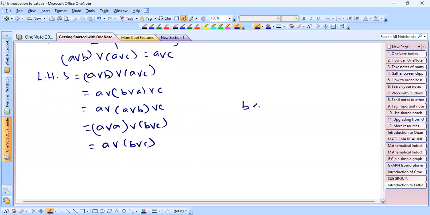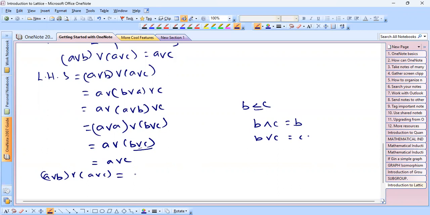We know that when B ≤ C, B and C is equal to B and B or C is equal to C. Therefore, B or C is nothing but C. It is (A or B) or (A or C) is equal to A or C. Therefore, I can write A or B ≤ A or C. The isotonicity property is satisfied. Thank you.